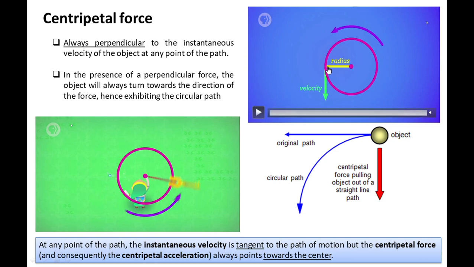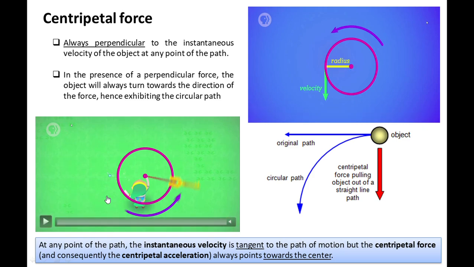So if our object is at this point during the circular motion, and this is its instantaneous velocity, then this illustration tells us that since the centripetal force is always perpendicular to this instantaneous velocity, the centripetal force is always pointing in that direction, towards the center.